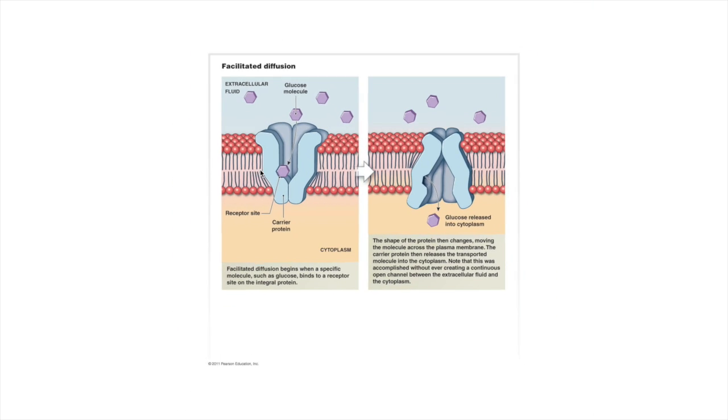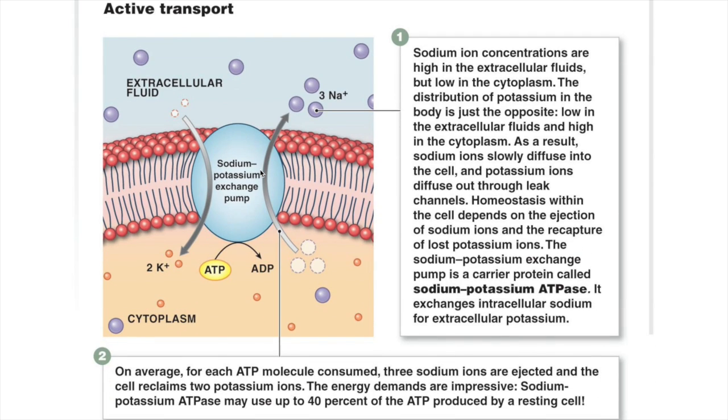Then the next type of transport is called active transport. Active transport can move things against their concentration gradient. It uses ATP for that energy, and it requires carrier proteins. There are two types of active transport. Primary active transport, which is what you see here. This protein uses ATP to pump things against their concentration gradient. So this one here is pumping sodium out and potassium into the cell. And it uses ATP to do that. So that would be primary active transport.